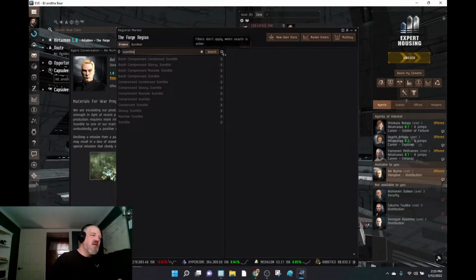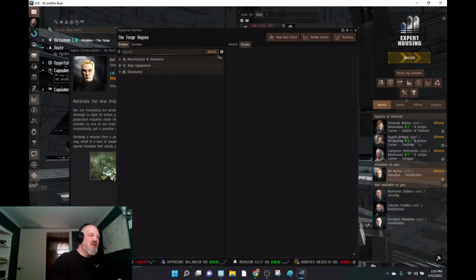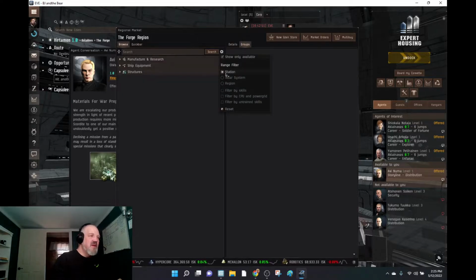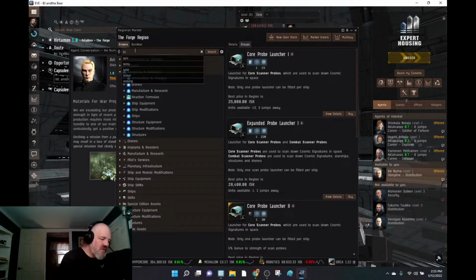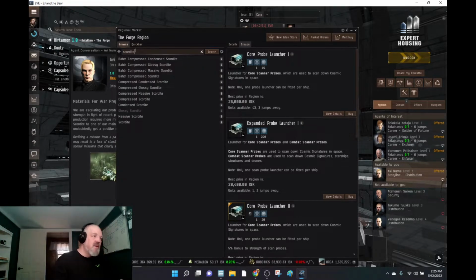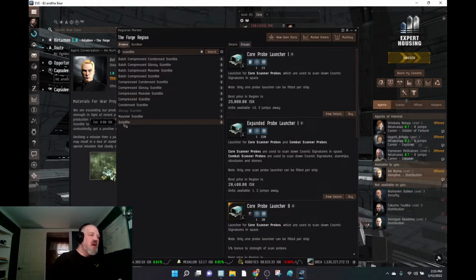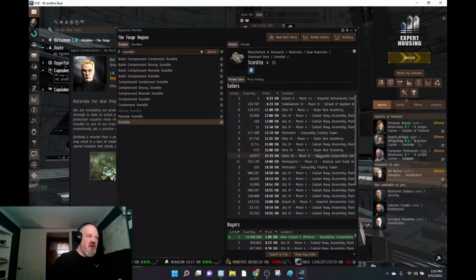Oh, I got to change my... Sorry, I think there better be some scordite in the area. Yeah, I gotta change the region. Okay. So scordite. There we go. And I think you have to do regular scordite, not other. Just looking for the closest one here. So that one is three jumps away, but not enough there.